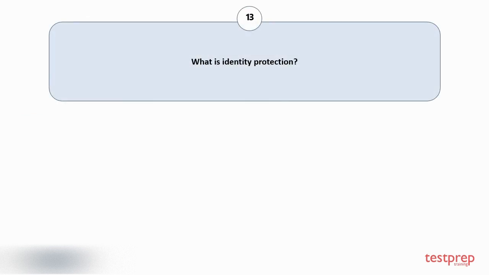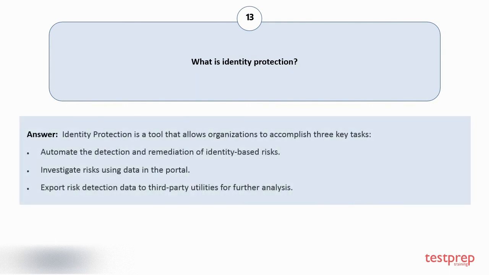Question number 13, what is identity protection? Your answer is: identity protection is a tool that allows organizations to accomplish three key tasks. 1. Automate the detection and remediation of identity-based risks. 2. Investigate risks using data in the portal. 3. Export risk detection data to third-party utilities for further analysis.